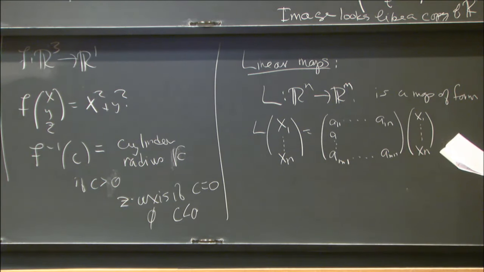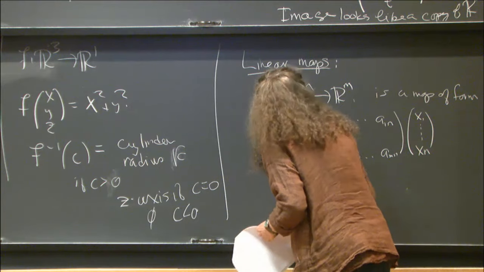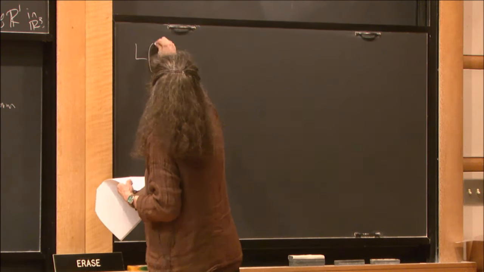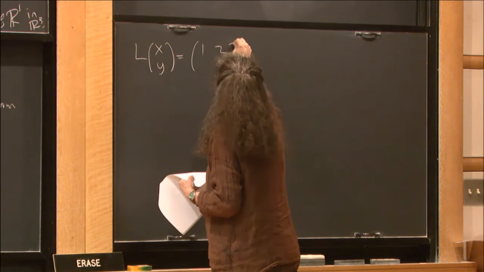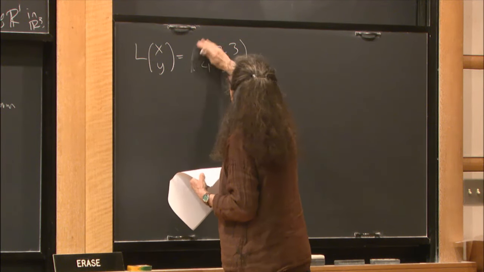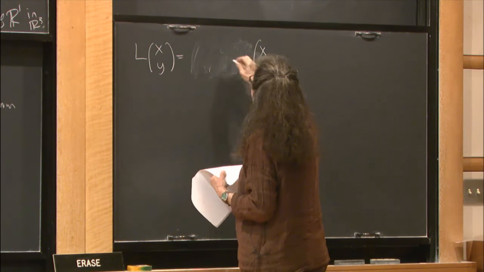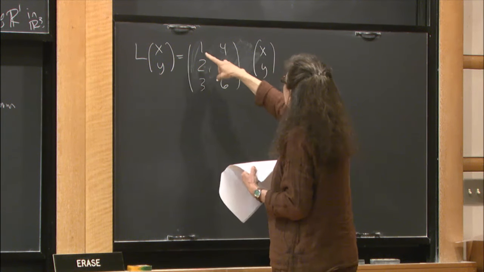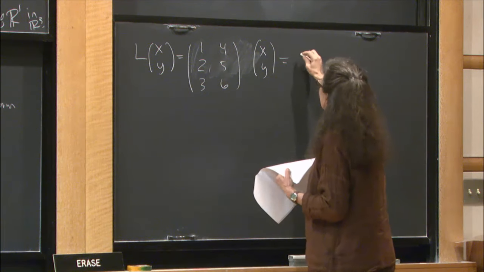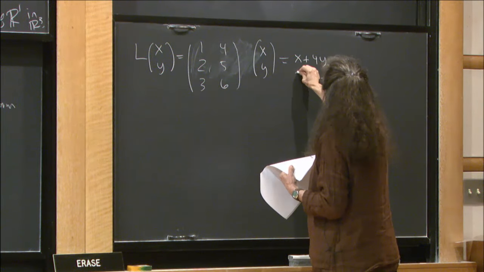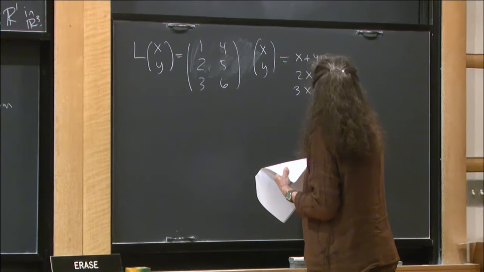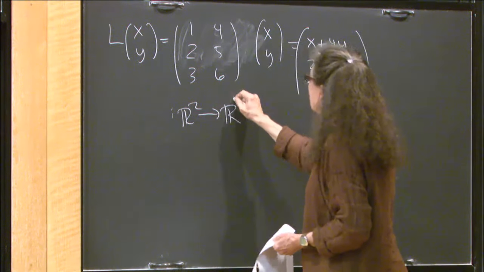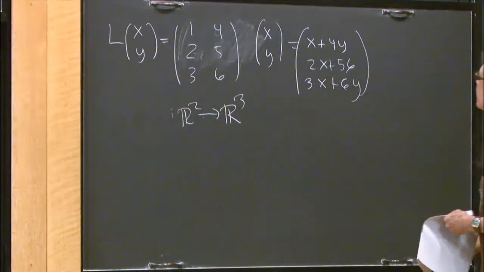So for example, quickly, if I take L of xy is equal to 1, 2, 3, 4, 5, 6. Oh, I did that backwards, didn't I? Here I'm going to put xy. So I need 1, 2, 3, is that right? 4, 5, 6. Did I do it right? So it's going to be x plus 4y, 2x plus 5y, 3x plus 6y. That's a map from R2 to R3. Again, this is the domain, this is the range. So that's a linear map.